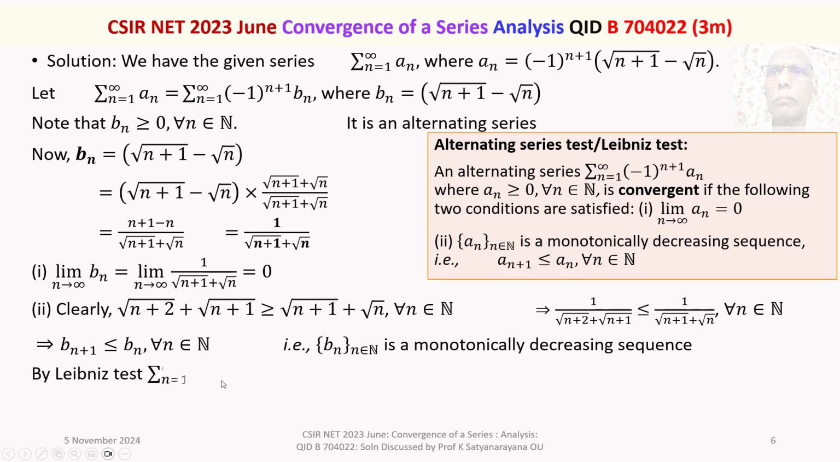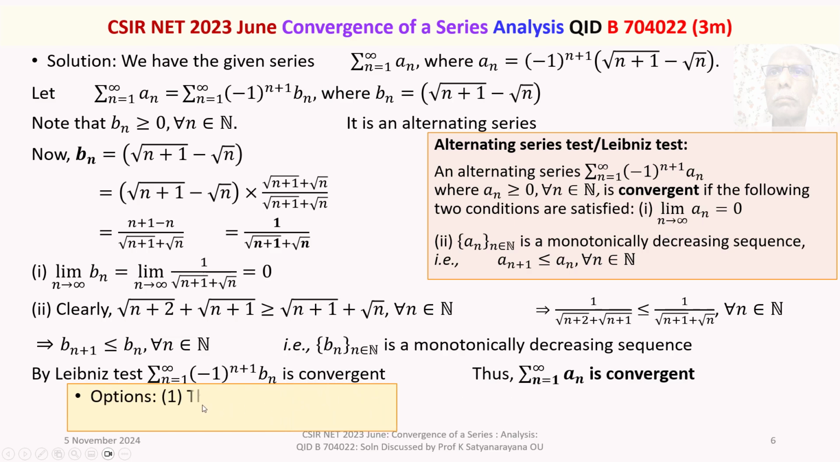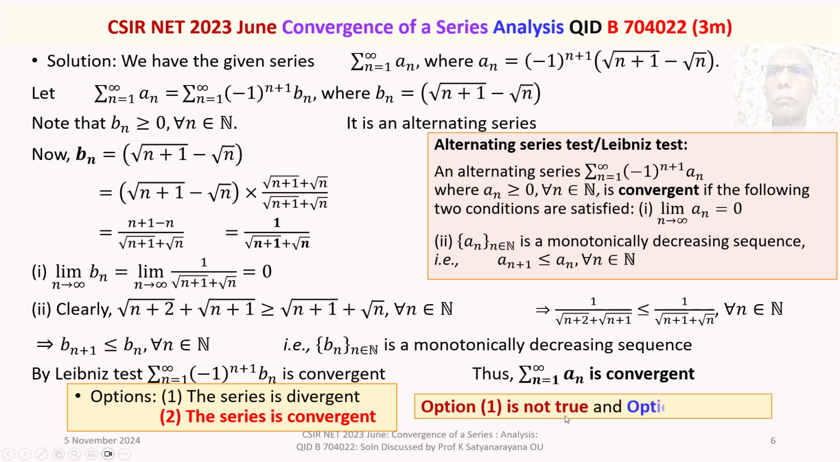By the Leibniz test, the given series, that is sigma n equals 1 to infinity (-1)^(n+1) times b_n, is convergent. That is the same as sigma n equals 1 to infinity a_n being convergent. Now let's recall our options. Option 1 says the series is divergent. No, it is convergent. Therefore, option 1 is not true. Option 2 is the series is convergent. Yes, it is convergent. Therefore, option 2 is true. So, we get option 1 is not true and option 2 is true. Now, we continue our discussion in the next slide.